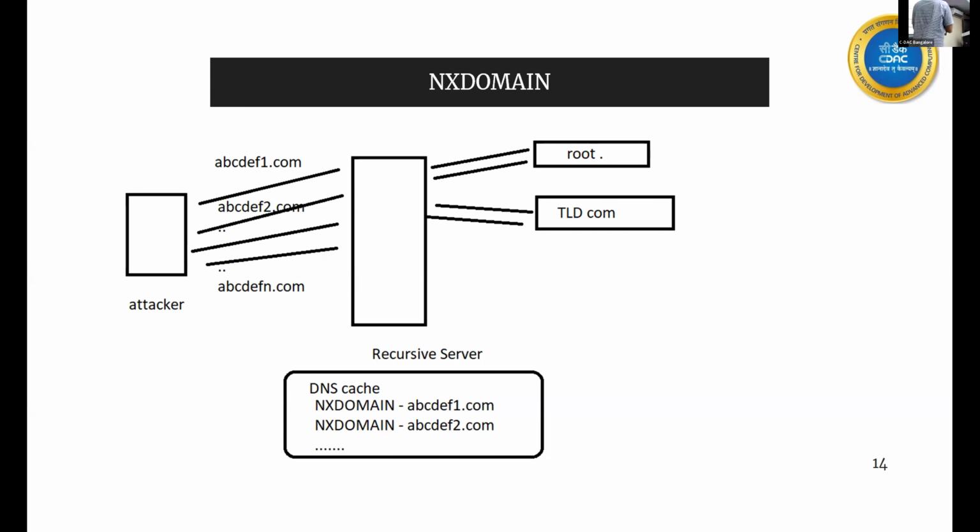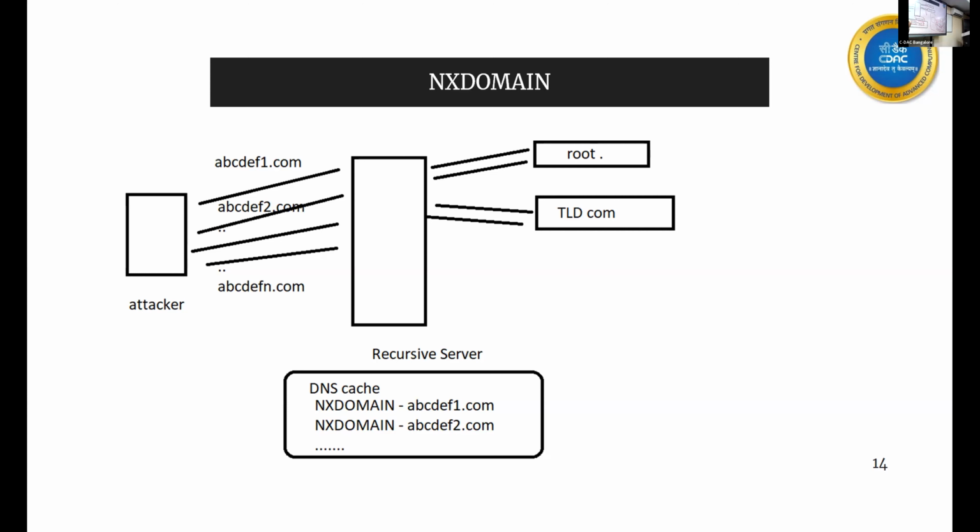But this can be targeted by the attacker. How can it be targeted? Let us take one simple example, which is mentioned in this slide. You see that I have the attacker's machine, and the attacker keeps sending domain names which do not exist in the world, suppose abcdef1.com, abcdef2.com, and so on. It keeps sending the queries to your recursive DNS server. Now, what is happening to your recursive DNS server? It will go to the root and down the hierarchy. It will get to know that that particular domain does not exist. So it will put one entry here for all those domains.